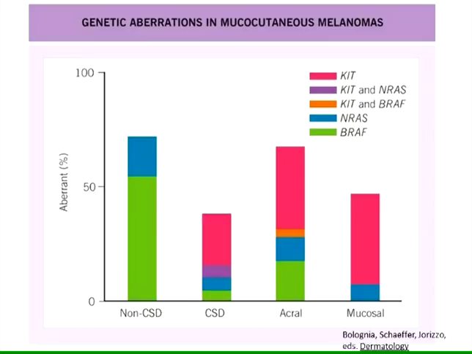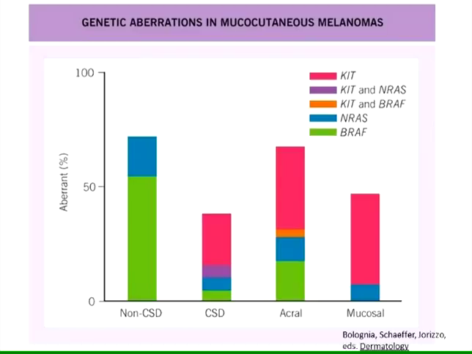The particular abbreviations here are not important, but this shows that in a variety of different types of melanoma, the one on the far left is non-chronically sun-damaged skin. By far the most common mutation is in a gene called BRAF, for which we've identified a particular mutation, and now several treatments are available to target that mutation.